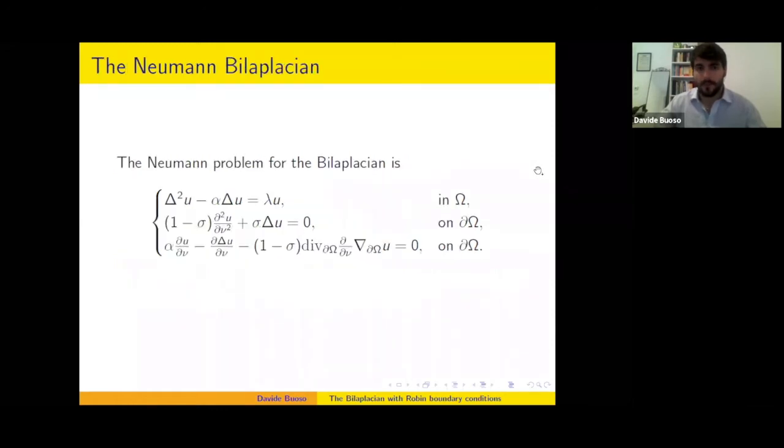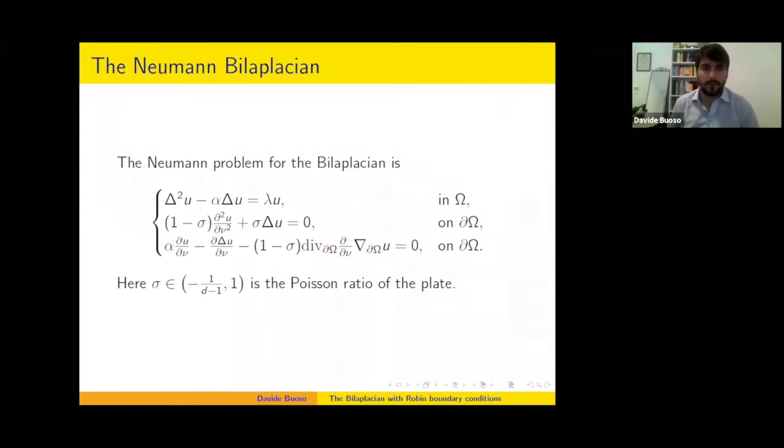The Neumann problem, instead, where the plate is completely free, is this very ugly looking problem, where you still have two boundary conditions. One is now of second order, and the other one is of third order. Here we retain the stress parameter alpha, and you see that there is also the appearance of a new parameter sigma. And this sigma is what is known as the Poisson ratio. This is a quantity which is related to the stiffness of the material.